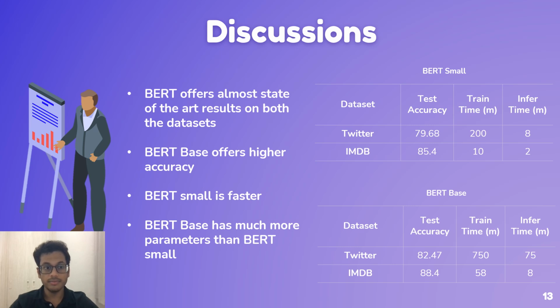Analyzing the results, we see that BERT offers almost state-of-the-art results on both the datasets. The BERT-base model offers an accuracy of 82.47% on the Twitter dataset and 88.4% on the IMDb dataset, which is much higher than the BERT small model. However, the BERT small model is much faster in terms of the training and the inference time. This is mainly because the BERT-base model has many more parameters than the BERT small model.